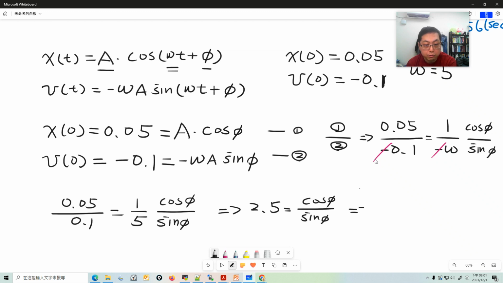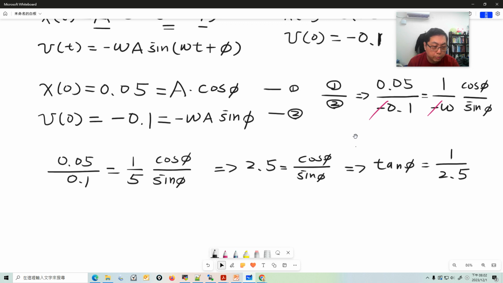And it tells you tangent phi is equal to 1 over 2.5. From this equation, you can get the phi out. That's why you need the engineering calculator. So 1 divided by 2.5, and you use the arctangent. So arctangent, you will get the phi.